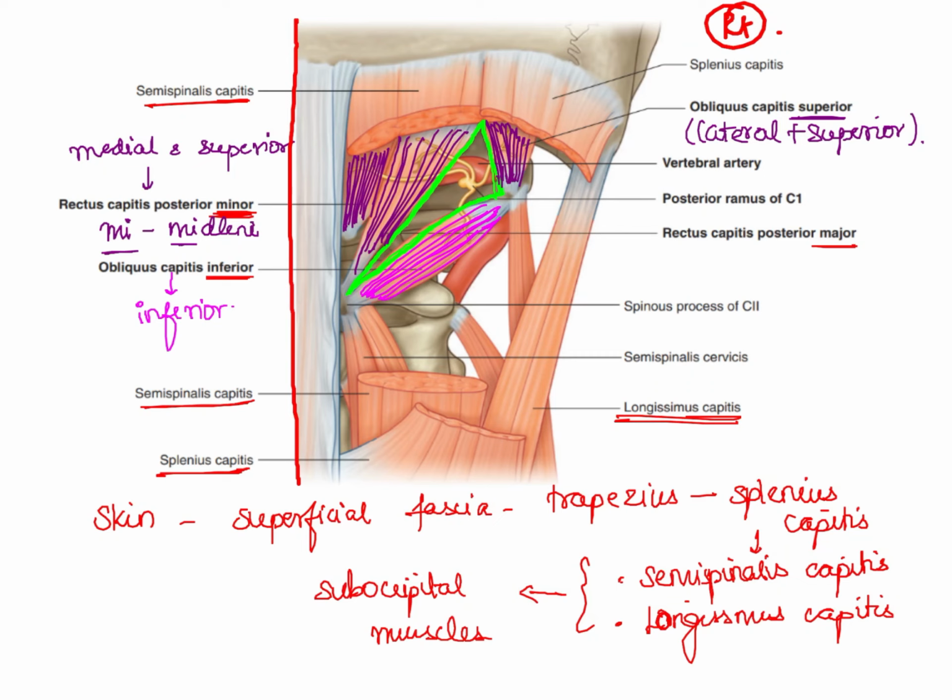And if we look into the contents within the suboccipital triangle, we have the vertebral artery and also the posterior ramus of C1. To be more specific, it is the third part of vertebral artery that passes through the suboccipital triangle, and the posterior ramus of C1. Apart from that, we also have the suboccipital venous plexus. So these are the contents of suboccipital triangle. Therefore, it has one artery, one nerve and one venous plexus.